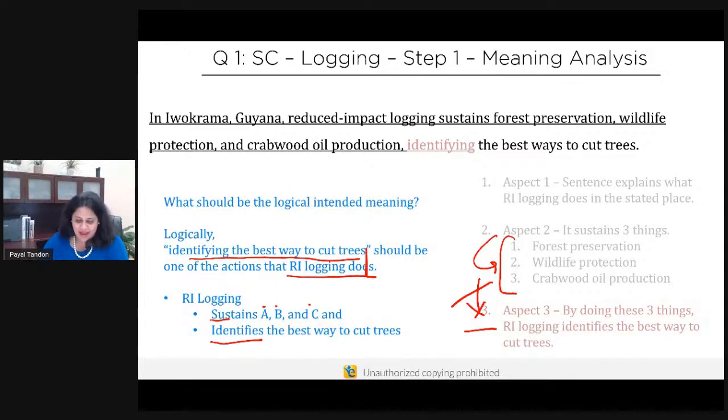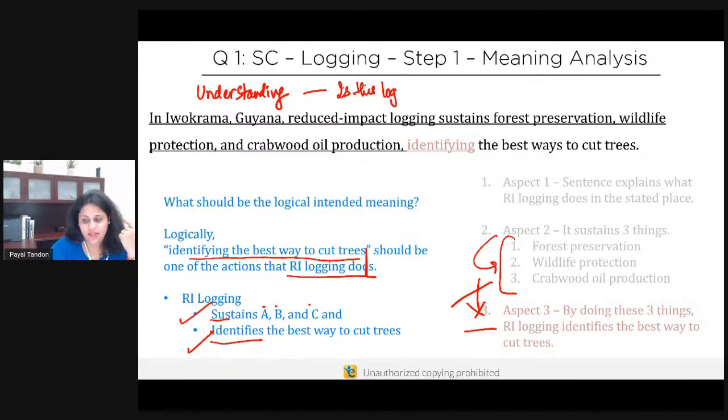The actual thing is that RI logging identifies the best way to cut trees and RI logging sustains A, B, and C. Now, all of these things need to be done. That is, you need to first understand the meaning, and that you do by doing strategic pausing, by pausing at the right points. Then you need to figure out, is the meaning logical? If it is logical, well and good. You move on to the answer choice analysis. If you realize that it's not logical, then you infer the logical meaning.